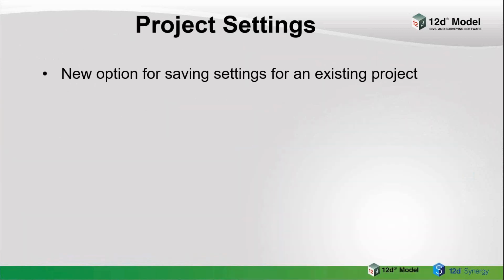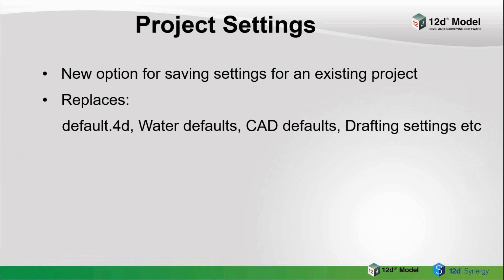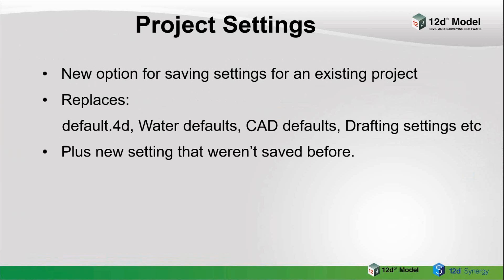Now, the first thing here is project settings. This is a new option for when you have an existing project, you often want settings to be saved for that project. So although for a new project you may have some default values, these are the ones that get saved with the project as you work along. And it basically replaces the defaults.4d file, the water defaults, the CAD defaults, drafting settings, a whole lot of these where we had different files for them. And there's a whole lot of new settings that weren't saved before.